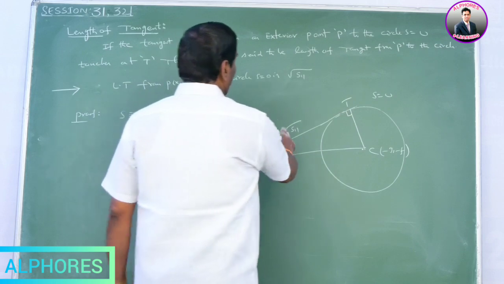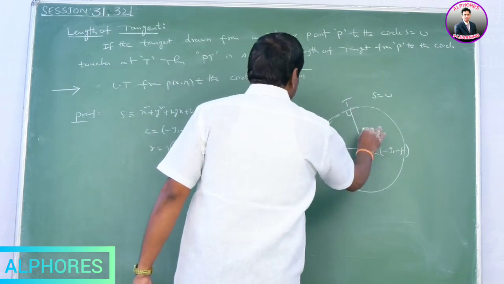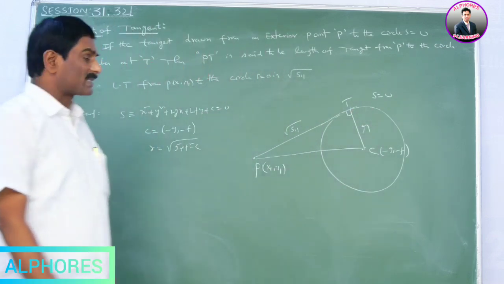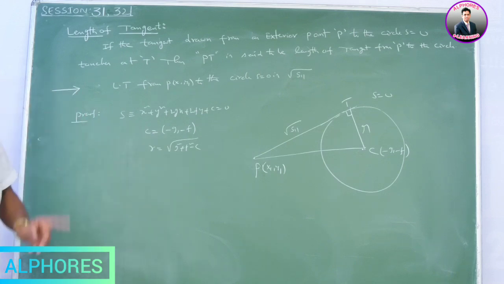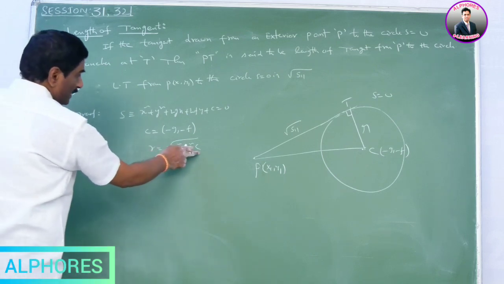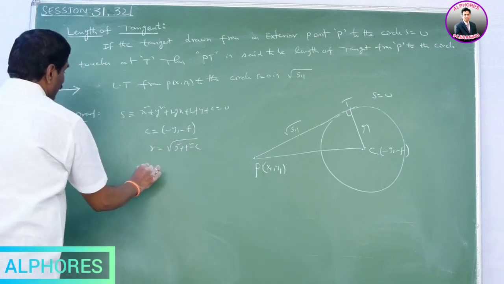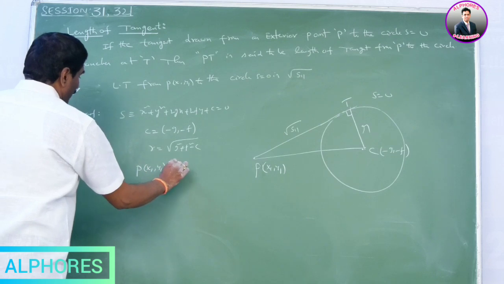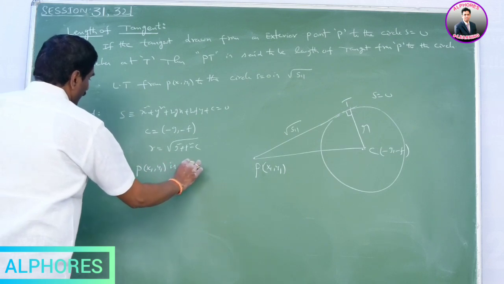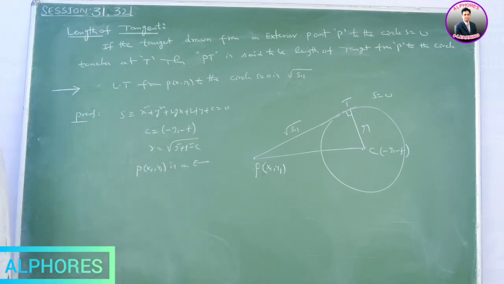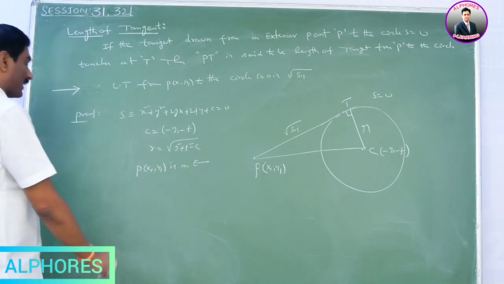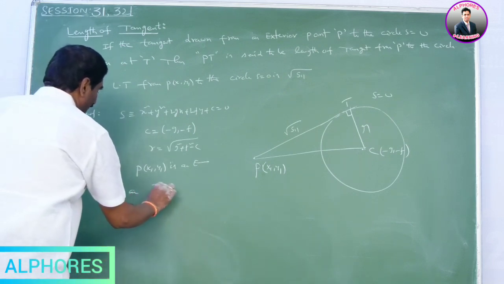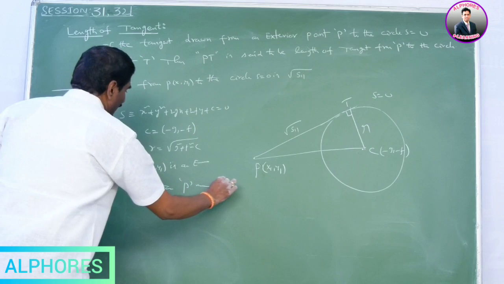Now we find the value of PT. Already CT is nothing but radius. Triangle PCT is a right angle triangle. By using the Pythagoras theorem, we find the length of PT. Here r is equal to root of g square plus f square minus c. P(x1, y1) is an exterior point to the circle, and the tangent through P meets the circle at T.